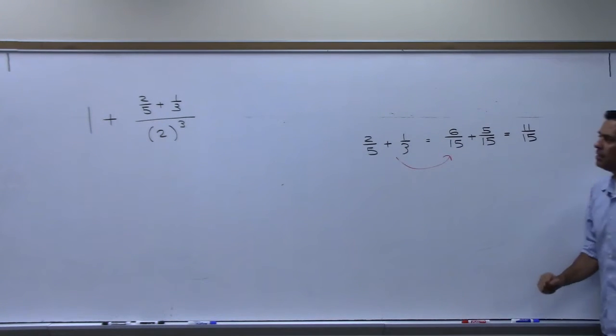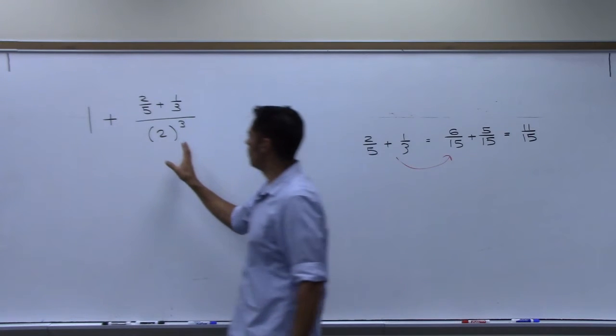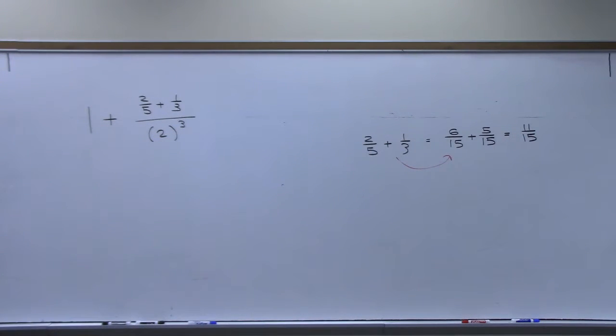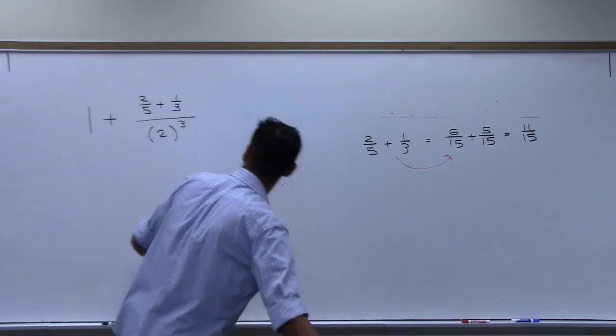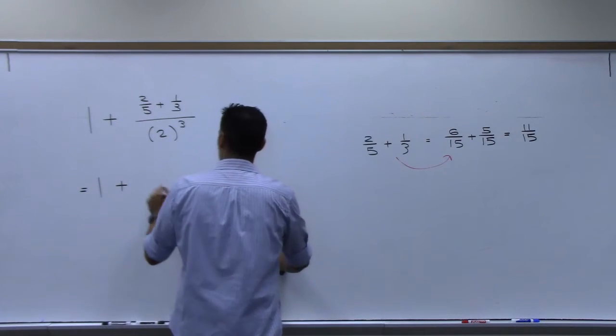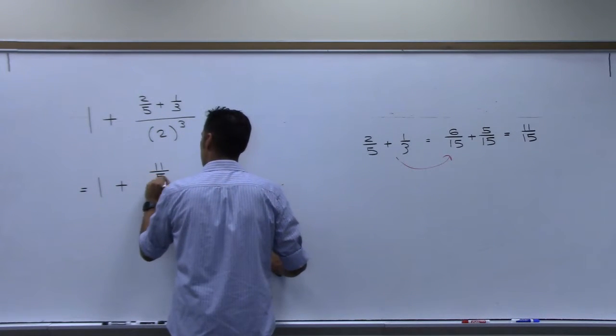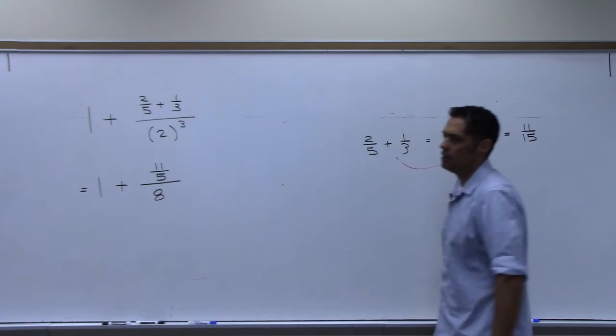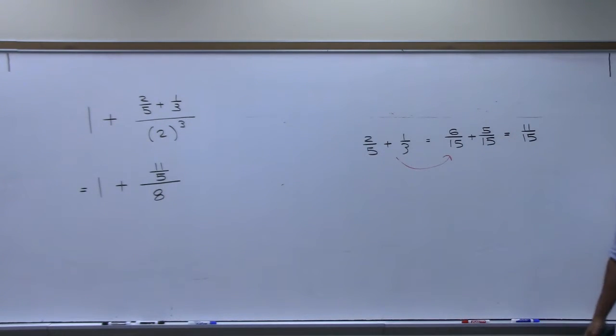That's 11/15. And then what about the bottom? 2 cubed. 2 times 2 times 2, 8. So we have, I can rewrite this as 1 plus 11/15 over 8, like that. Any questions?